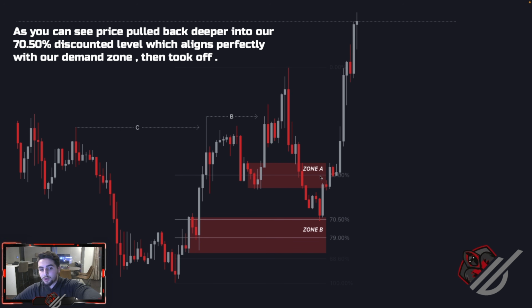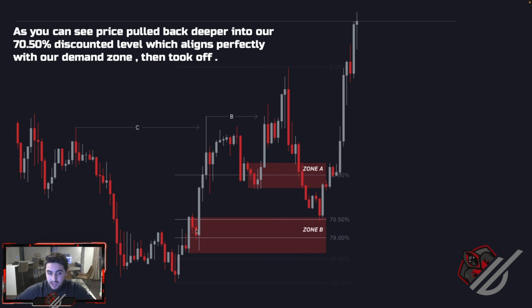Now, this is the midpoint of that range, which, funny enough, aligns with this zone A that I have drawn out here. Now, what did I say about an area at an equilibrium? Price is not interesting to us when it is at a level of equilibrium, as it is neither cheap nor expensive. When we are looking to buy, we are looking to buy at cheaper prices. So anything below the 50% is considered a discount.